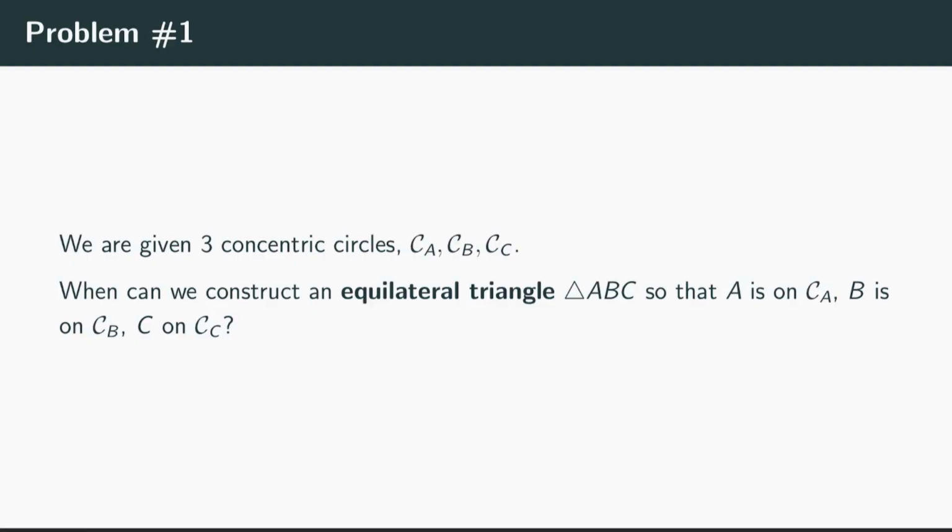So the problem for this video is we're given three concentric circles, and I've named them CA, CB, and CC. Now I'm going to remind us, in case this piece of vocabulary is unfamiliar to you, concentric means that they have the same center. So I have these three circles that have the same center, and I want to construct an equilateral triangle with one vertex of the triangle on each of my circles. Okay, this is maybe a strange question, a difficult question. Let's break it down a little bit in some steps.